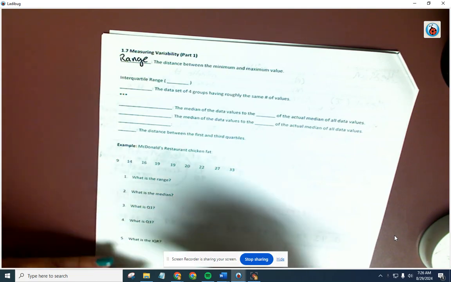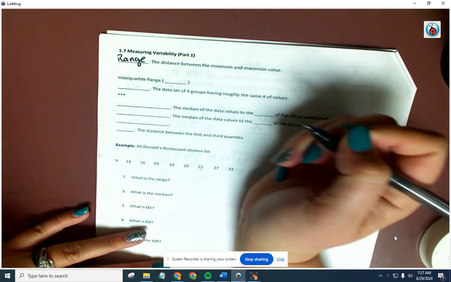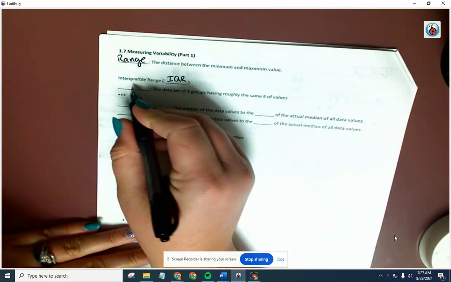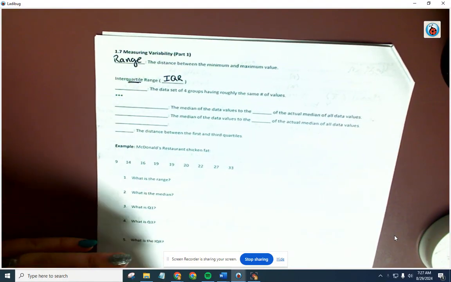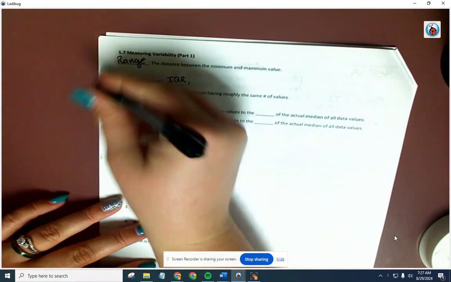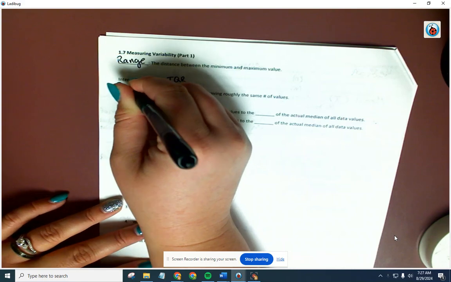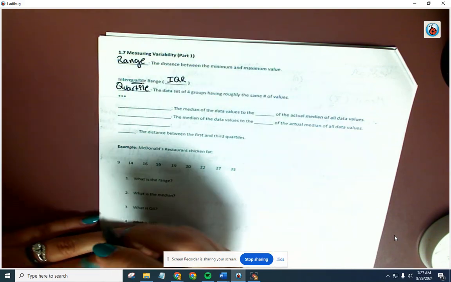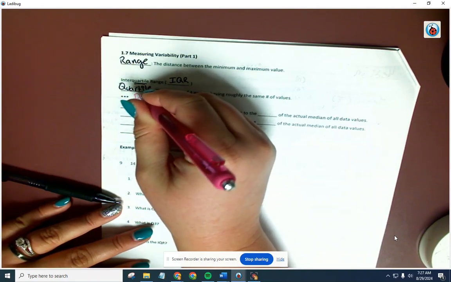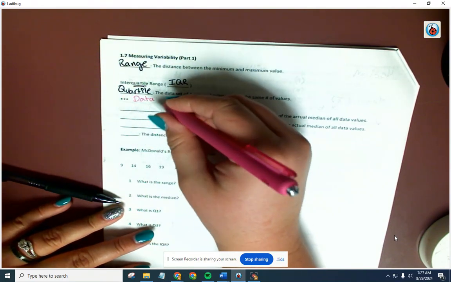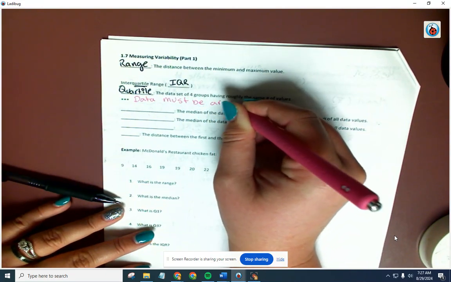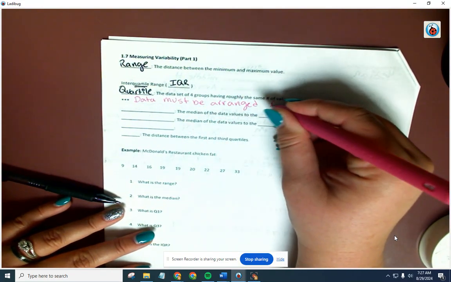There is another kind of range that we're going to discuss called interquartile range, IQR. If you think of that main word quarter, usually there are four quarters in a dollar. Keep track of that. So a quartile is the data set of four groups having roughly the same values. Now, in order to find the IQR, it is very important to note that data must be arranged from least to greatest.